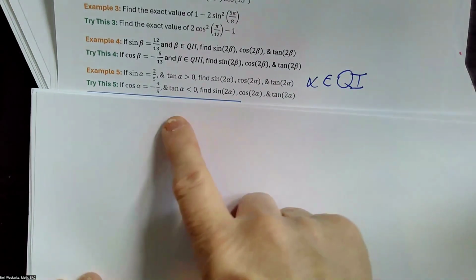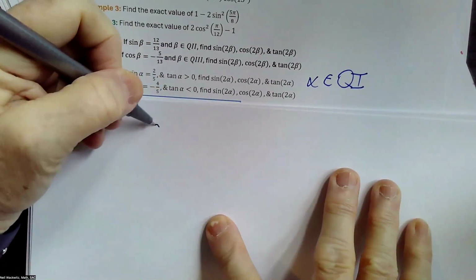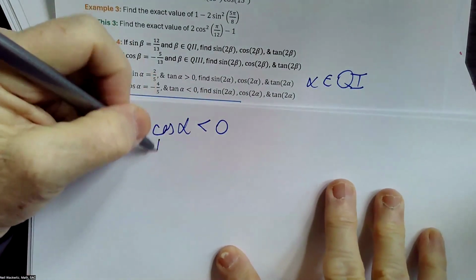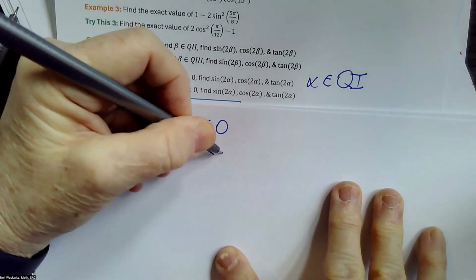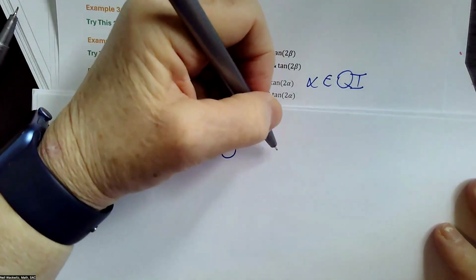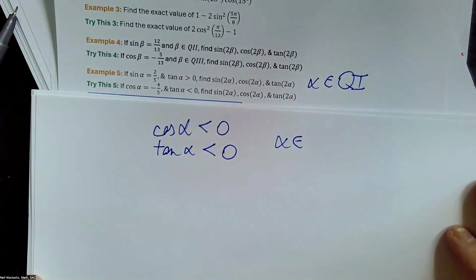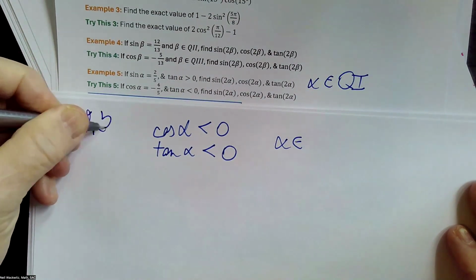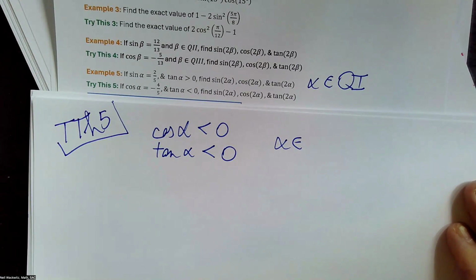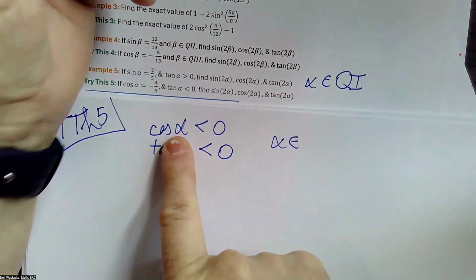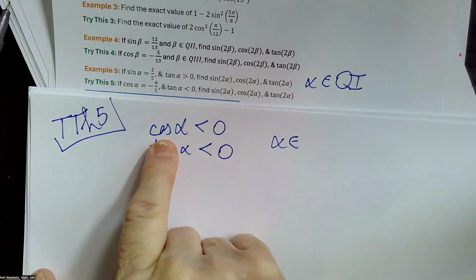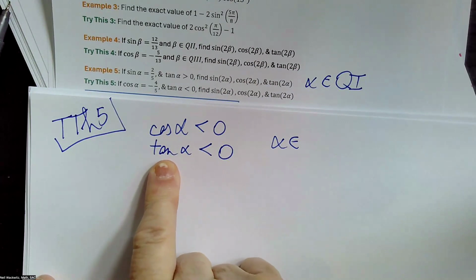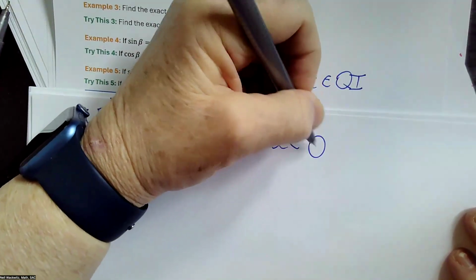That's kind of boring. Let's do the try this, because here we've got cosine alpha is negative, tangent alpha is negative. What quadrant is alpha in? For the try this 5. Cosine is negative in second and third. Tangent is negative in second and fourth. So we must be in the second quadrant.